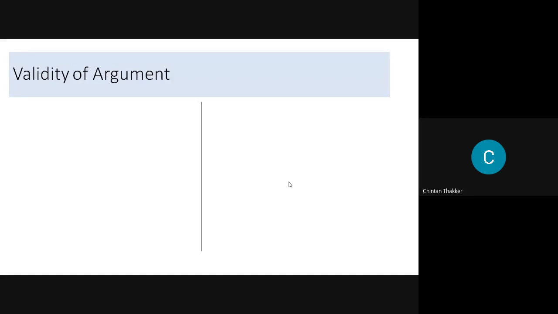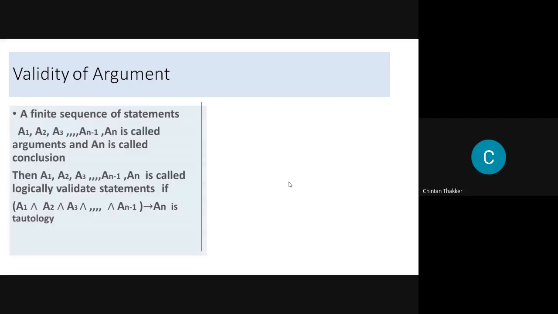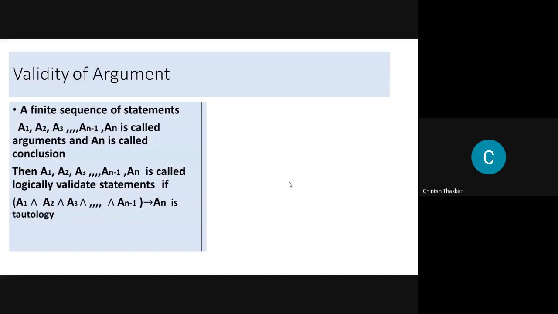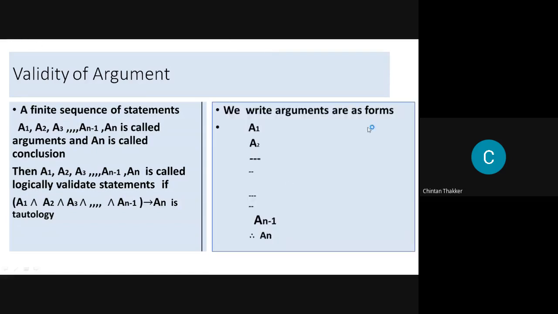Then we have the validity of argument. So what is the validity of argument? If you are given any argument, it is always written in this form: A1, A2 up to A(n-1). These are called arguments, and at the end we write therefore the conclusion. Here, therefore An, the An is called the conclusion. So these are the arguments and this is the conclusion.